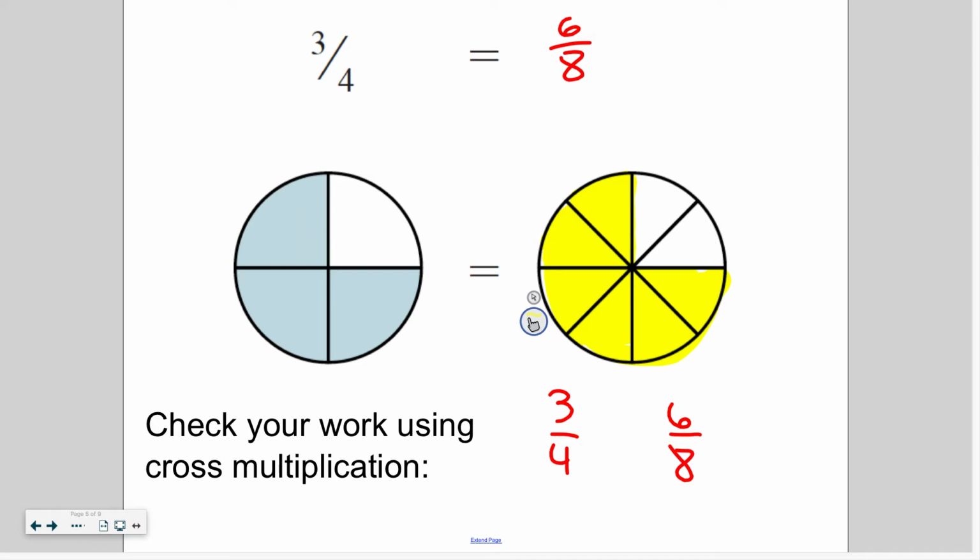Now you should have cross multiplied. If you still need more time, go ahead and pause the video. So if I multiply across, 3 times 8 is 24, and 4 times 6 is also 24, so we are correct.